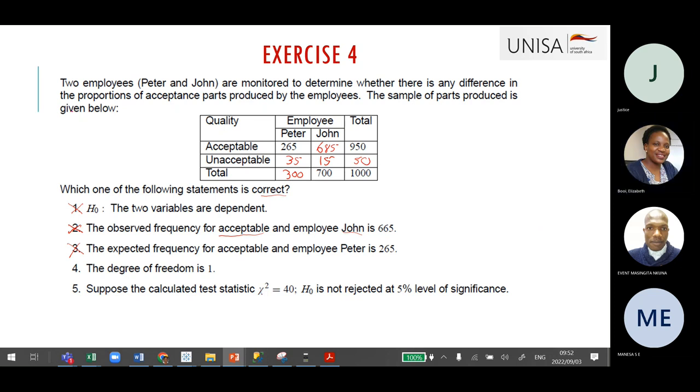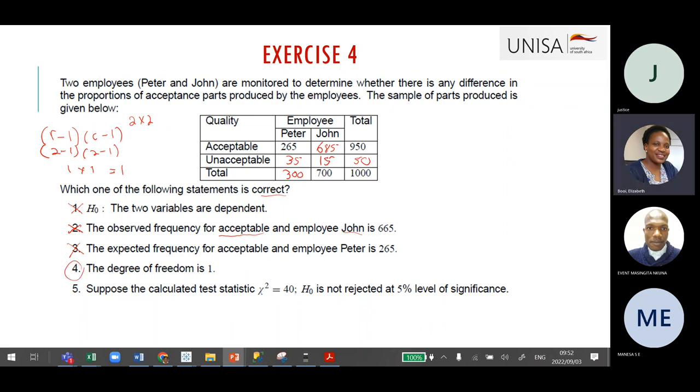So now you need to make sure that you know your number of rows and your number of columns, because this is a 2x2 contingency table. So your number of rows minus 1 times the number of columns minus 1 will be 2 minus 1 times 2 minus 1, which will be 1 times 1, which is 1. The degrees of freedom is the one that is correct.